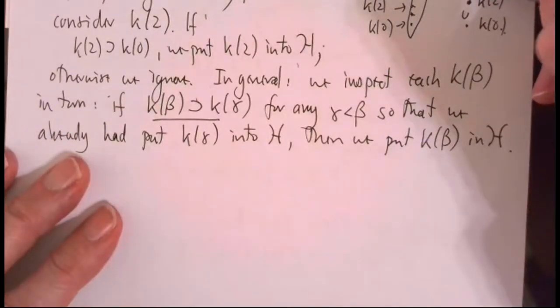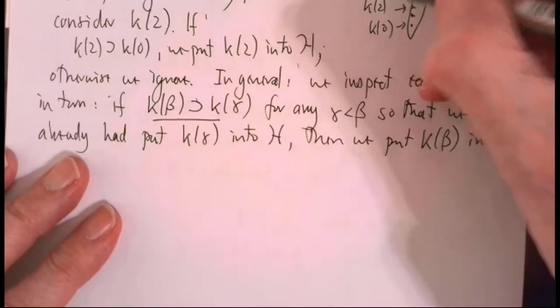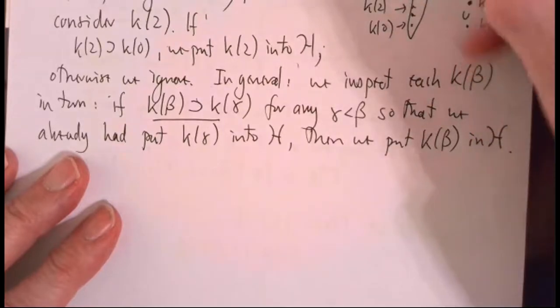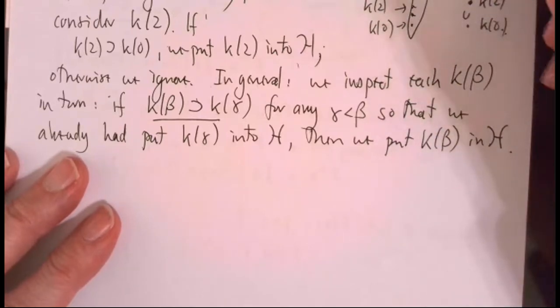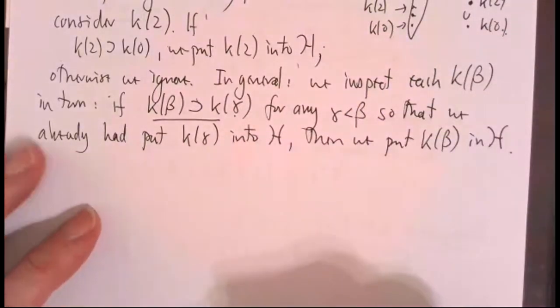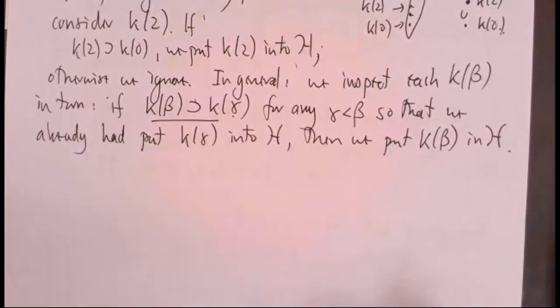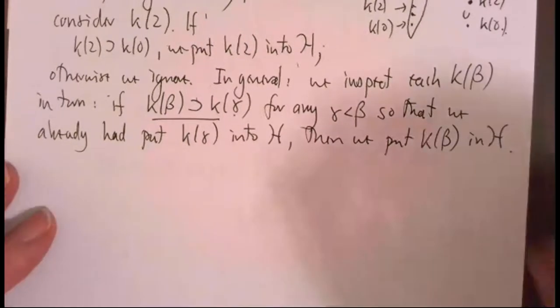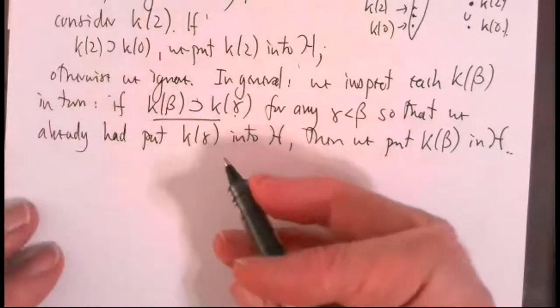Right, so maybe there's a lot of things that are in here. We look at all of these K of gammas. Let's call this K of delta, and we're now going to consider K of beta. We just check that it agrees, if you like, with all the ones we've chosen. It properly extends all the ones we've chosen. If so, we put it in. And if not, we forget it. So clearly what we construct is a chain, because all we do is put in proper supersets.